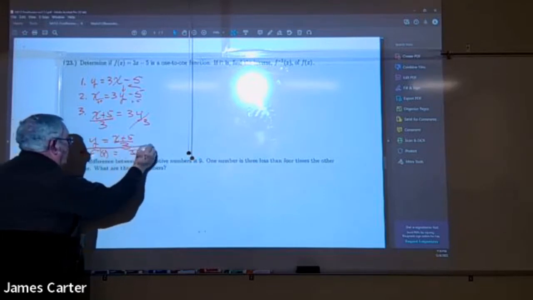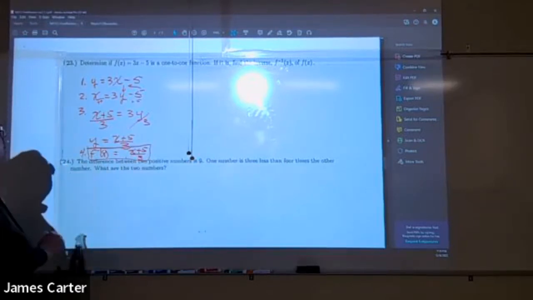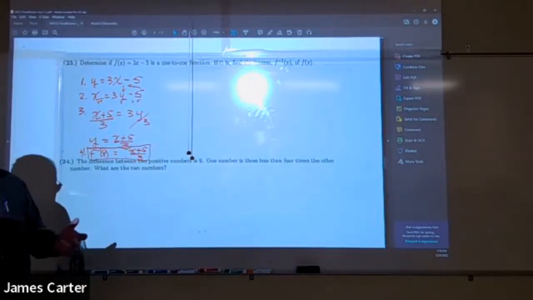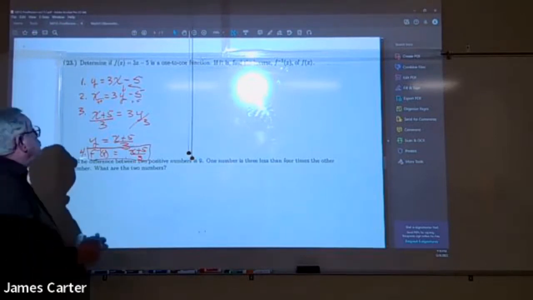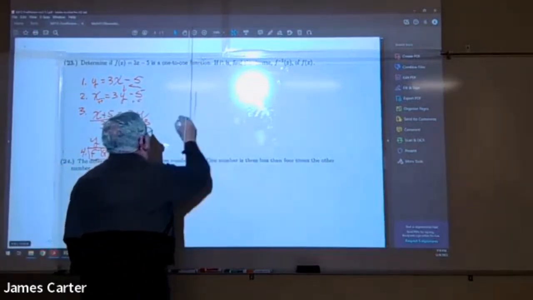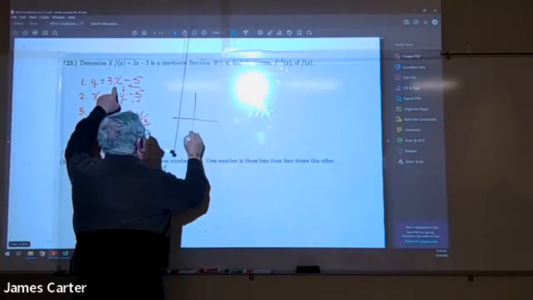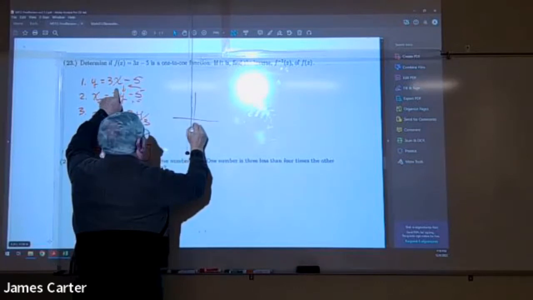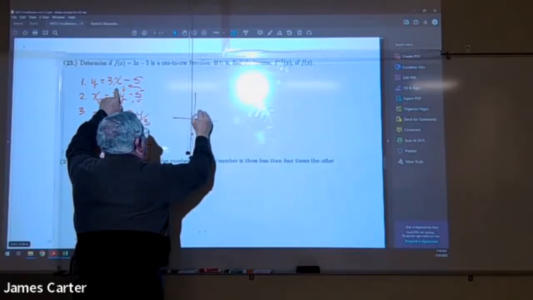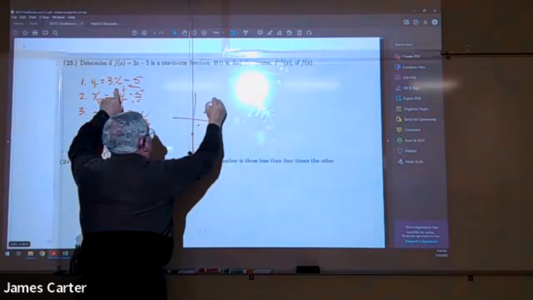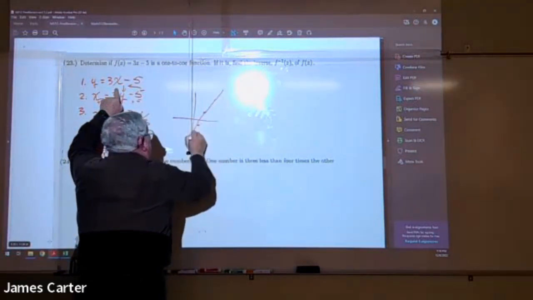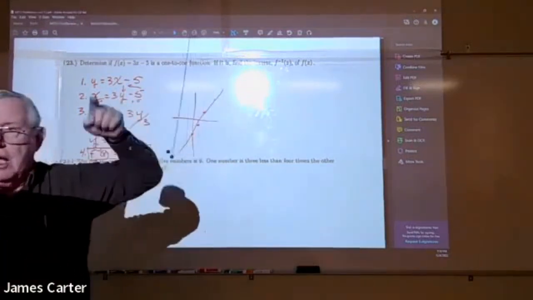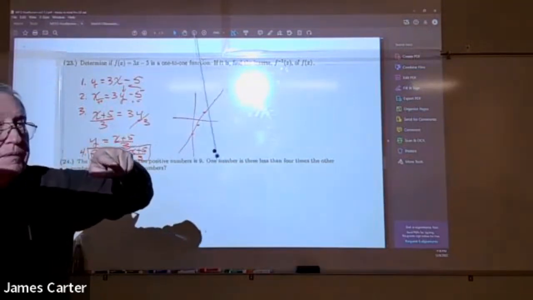And so here would be that answer. One way you can do it is you could graph the silly thing. This one, -5 is your y-intercept, and you go up 3 and over 1, up 3 and over 1, up 3 and over 1, and you get a line that goes like that. That line passes both the horizontal and the vertical line tests. Okay?